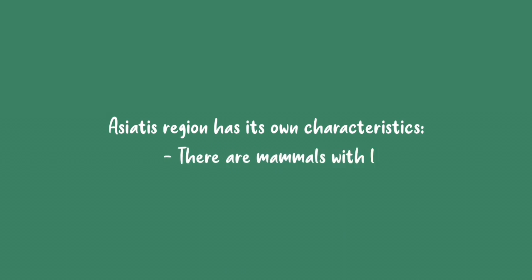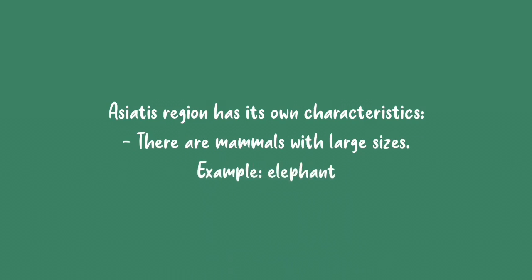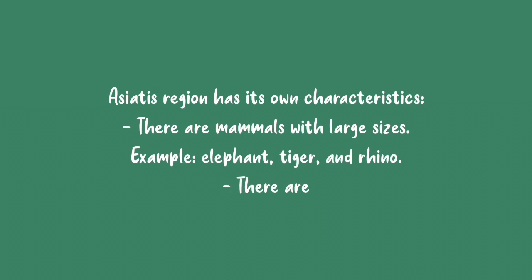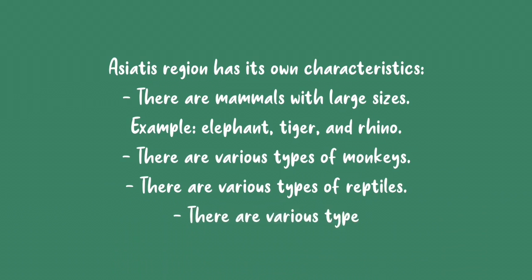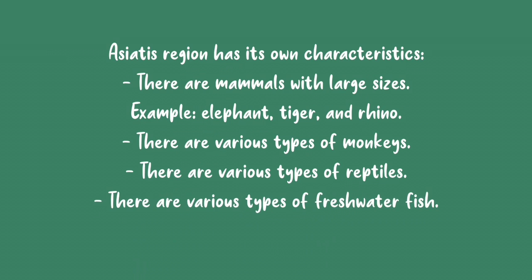Asiatic region has its own characteristics. 1. There are mammals with large sizes, example elephant, tiger, and rhino. 2. There are various types of monkeys. 3. There are various types of reptiles. And 4. There are various types of freshwater fish.